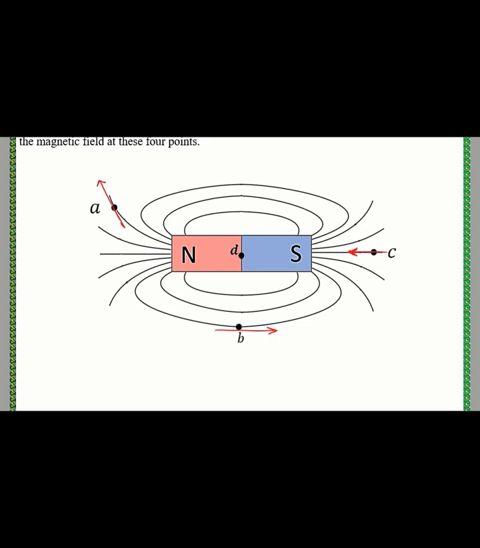Inside the magnet, the magnetic field goes from south to north. It is opposite to the magnetic field elsewhere. So inside the magnet it is from south to north, don't forget that. Outside the magnet it is from north to south. Outside from north to south, inside from south to north. Don't forget that.